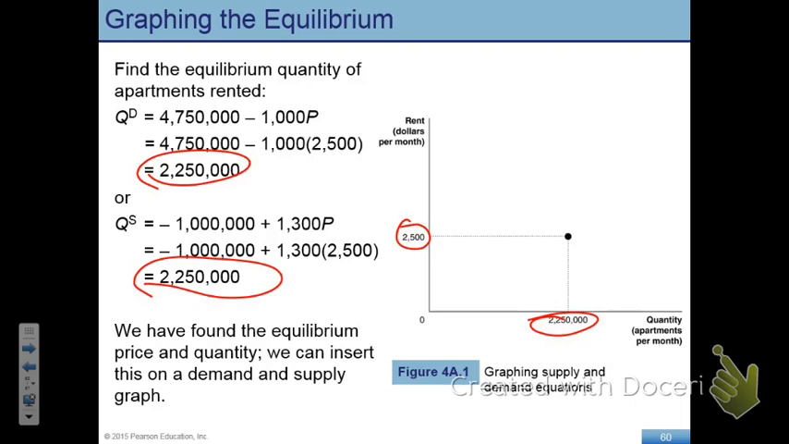So without drawing a single graph, we can pretty much find everything that we need to calculate and learn about market equilibrium. What we have just shown is that without drawing a graph, we can figure out what the market equilibrium price and what the market equilibrium quantity is.